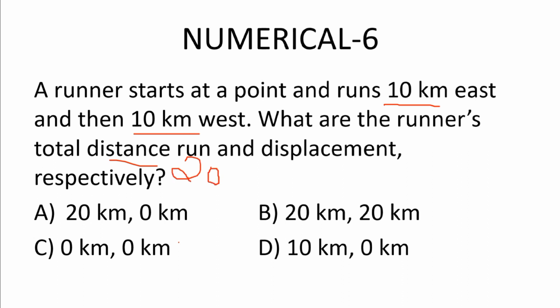But during the first half, it travels towards east and then it travels towards west. So its displacement is 0 because the runner ends up at the starting point. So option A is the correct answer.